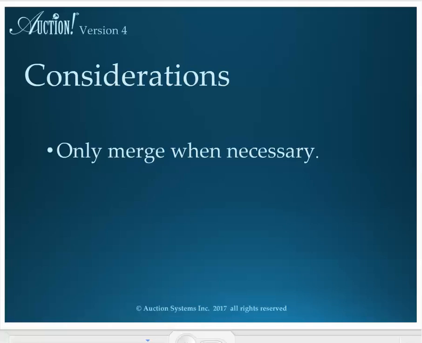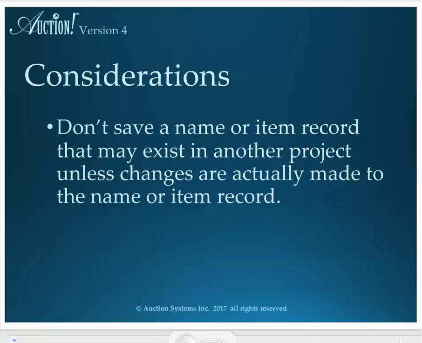By the way, changing the name of a backup when you save it does not change the name of the actual project that backup was made from. To change the name of a project, you must go to the Maintenance and Repair task on the Main Home task ribbon. Another consideration: in a merge, Auction will look at each name and item record and see which one has been saved most recently.